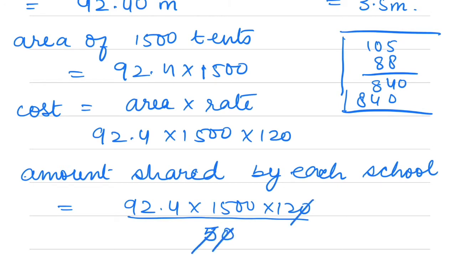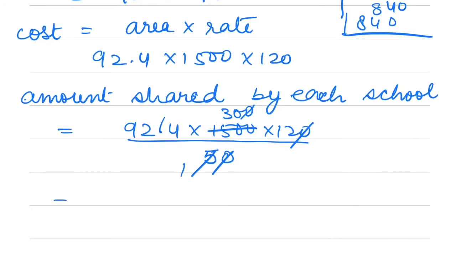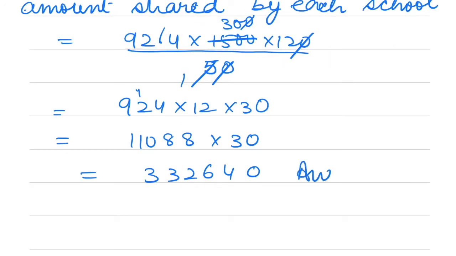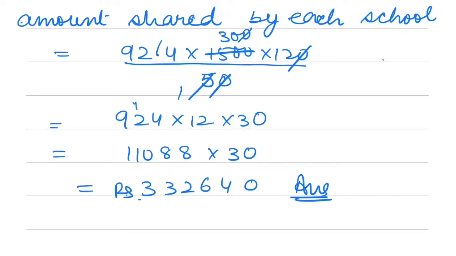So this gets cancelled and 30. 10 gets cancelled for this decimal point. So we have 924 into 12 into 30. 924 into 12 is 11088, and 11088 into 30 gives the result. So this is the answer, in rupees. And the value shown here is to help the needy people.